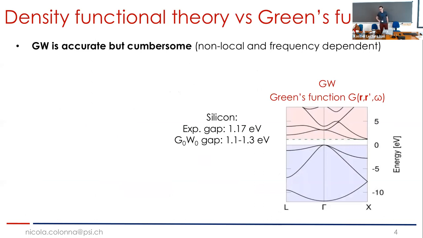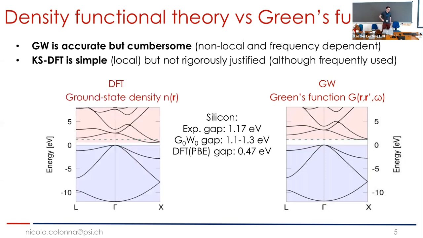For extended systems, Green's function methods are considered a good compromise between accuracy and computational cost. Indeed, for many weakly to moderately correlated materials, Green's function theory, already within the so-called GW approximation, gives very accurate results. Here you see just an example for silicon, and in particular you see that the band gap is correctly reproduced. Now, the price you pay is that you have to work with a non-local and frequency-dependent object, the one-body Green's function. This is way more complex than what we are used to in density functional theory, where the basic variable is the ground state density.